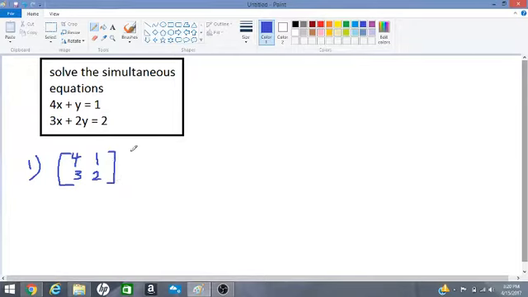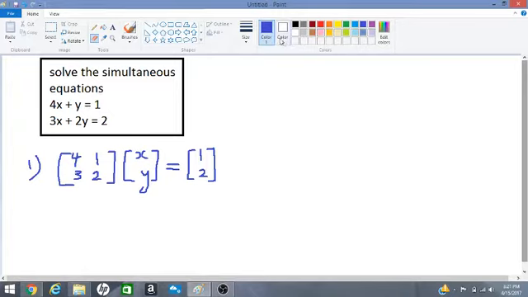Now we have our matrix of our unknowns x and y. And then we have 1 and 2. This 1 comes here, and this 2 comes here. So we have our matrix equation.